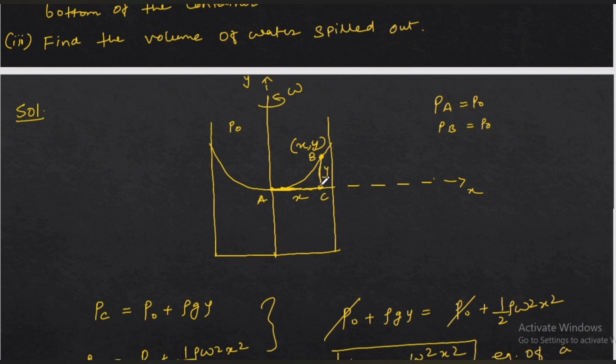Now along this line BC, there is only one acceleration in the vertical direction, that is g. So the PC will be P naught plus rho g y, right? And x and y is the general point on the curve. Y is this distance and x is this distance, and A is the origin. This is the x-axis, this is the y-axis.